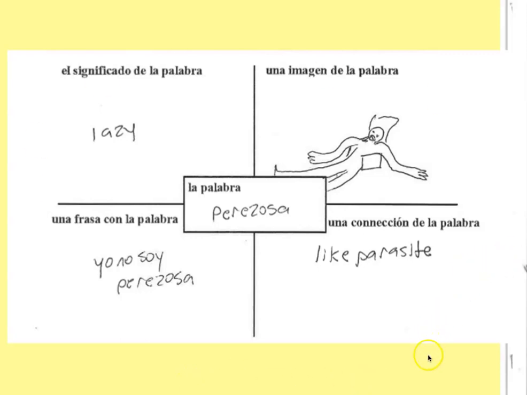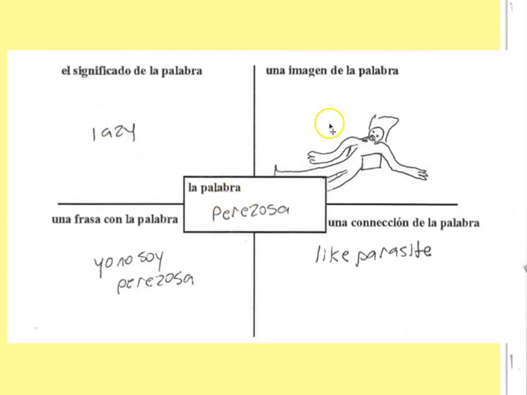I like to use Frayer diagrams a lot. A Frayer diagram is four quadrants. You have the student write a word that they're tripping up over in the middle. In one quadrant, you have them write the meaning. Sometimes I have them write in English, like this is a first-year Spanish class, but once the students have more language, they can start using the language to define the language.